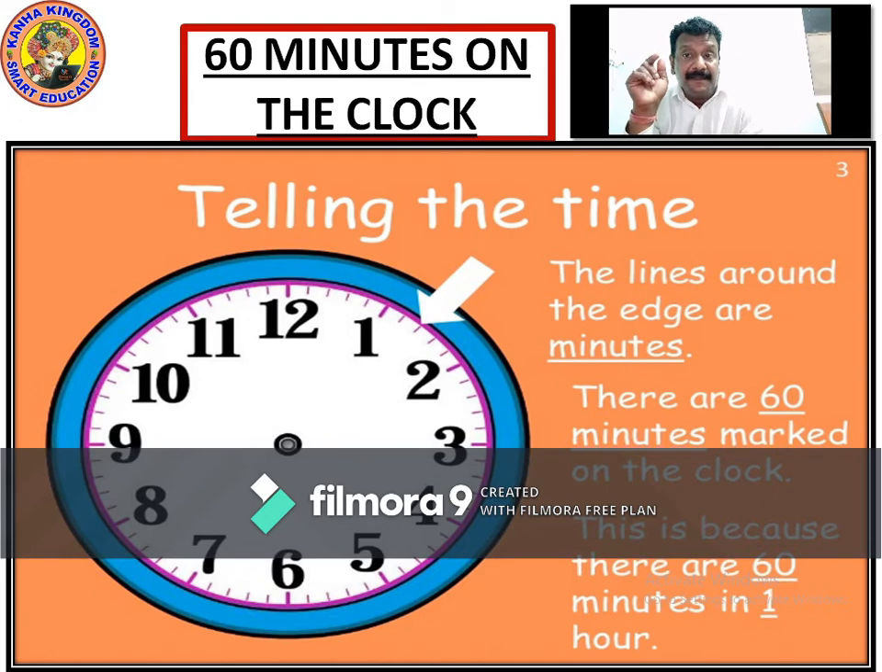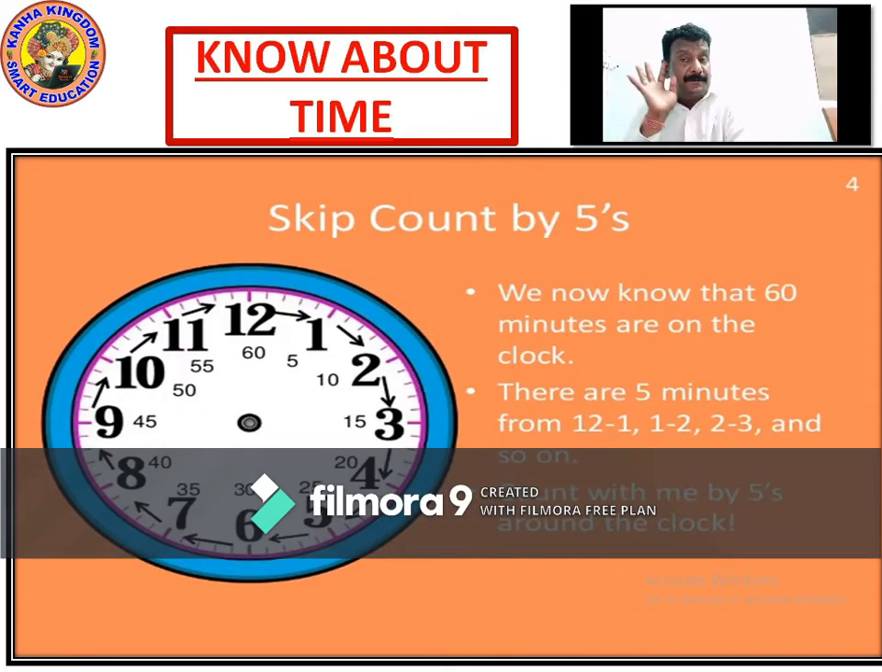This is how you calculate. 12 to 1 it is 5 minutes. 5 minutes into 12, that is 60 minutes. 60 minutes make what? 60 minutes make 1 hour. Please write this down. So now you have come to know about 1 hour, that's 60 minutes.